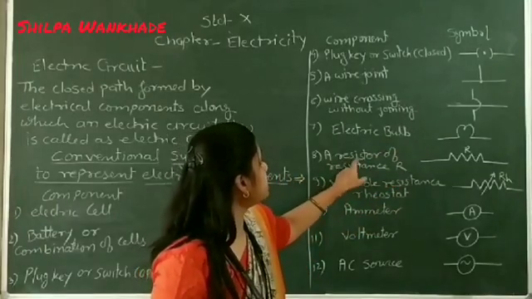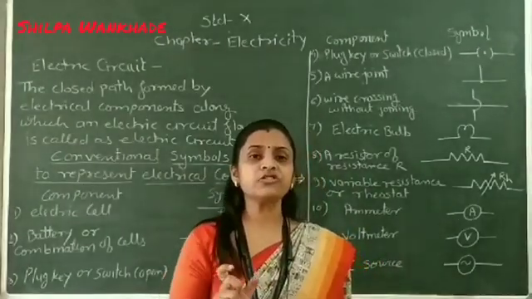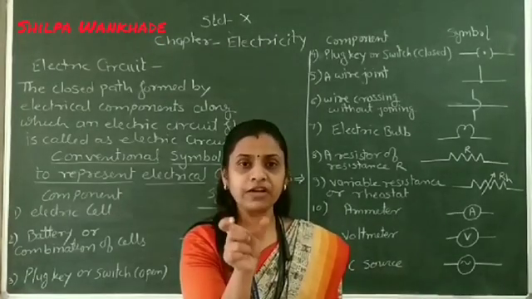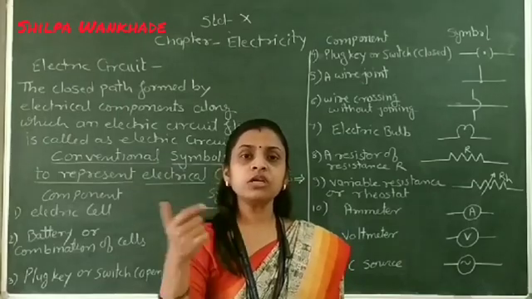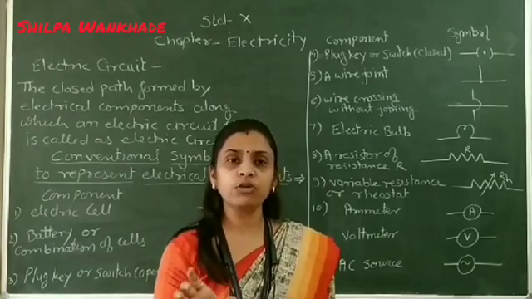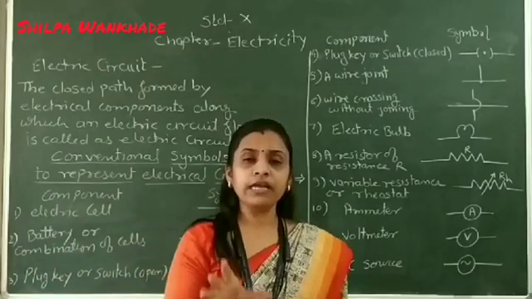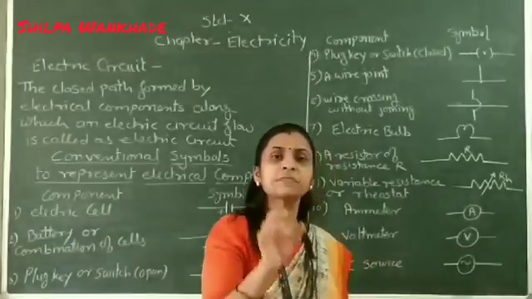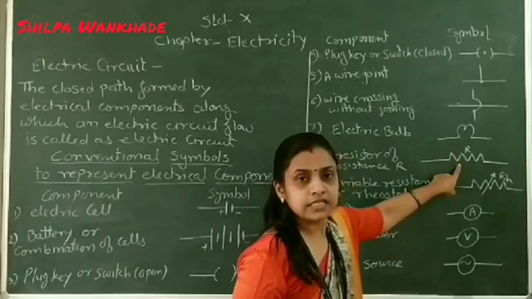Then a resistor of resistance R. A resistor is a component which has a fixed, specific value, for example 1 ohm, so that resistor has only 1 ohm. If it is 1.5 ohm, then that resistor has the value 1.5 ohm only. It cannot be more than that. So a resistor is a component which has a specific value, and this resistance is denoted by such a symbol.